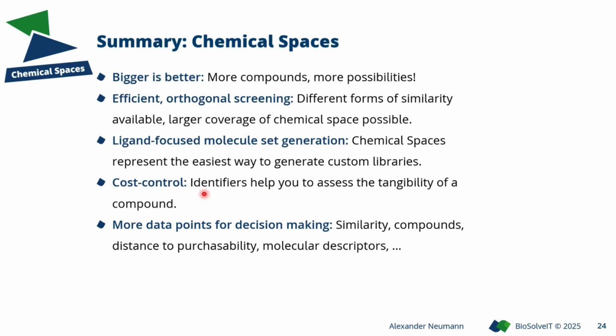Cost control, management loves cost control. It's something that gets lost if there are a lot of things involved, a lot of libraries, a lot of systems. A chemical space can unify all of them inside one thing, inside tags that you can then use to really assess everything. Tangibility of a compound, how long it will take to get your hands on it, and so forth. And obviously, more data points for decision making, you get more factors. Similarity of compounds that is not only fingerprint based, you get the compounds, the SMILES code, you get the distance to purchasability, as well as additional molecular descriptors, all those physicochemical properties.